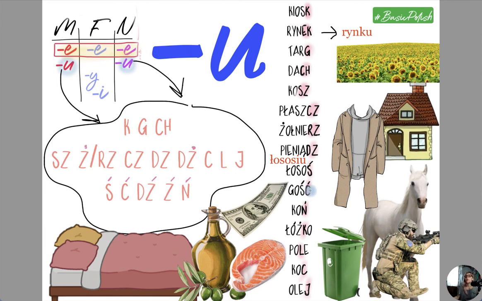So gość. What do you think will happen with the C accent? The same situation. Gościu. Let me copy this for you and type this. I'm sorry that it's all over the place. Gościu, right? So gościu here. Okay? Gościu. Koń is a horse.